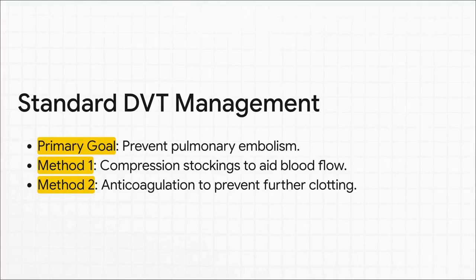The standard of care here is direct, and it's effective. Our number one goal, our only goal at this moment, is to stop that clot from getting any bigger, or worse, breaking off and traveling to the lungs, which is a pulmonary embolism. We do this with a two-pronged attack. We use mechanical support with compression stockings to help that blood flow, and we hit it with pharmacology, anticoagulants, to stop the clotting process in its tracks.